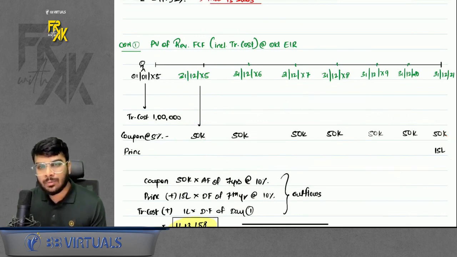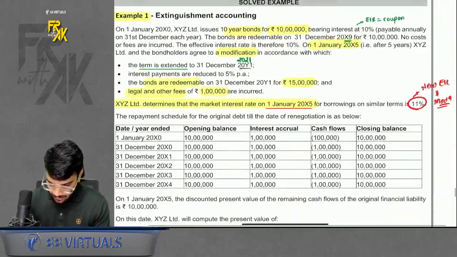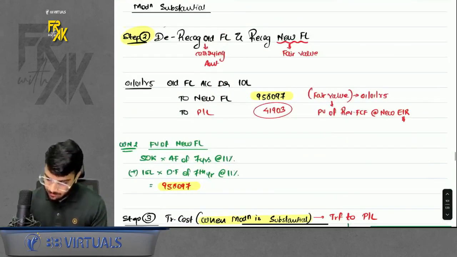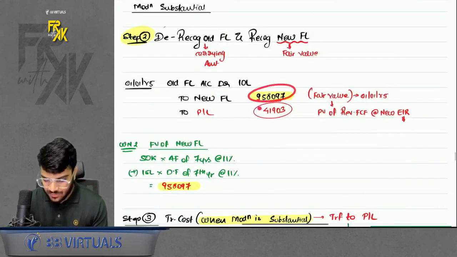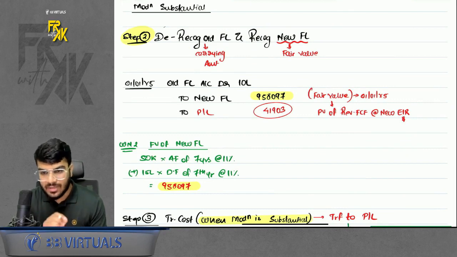Sir, how do we get the new EIR? It is given in the question at 11%. If you see, it is given that new EIR is 11%. So we discount them at 11%. We get this value, and the difference is transferred to profit and loss. Sir, what about the 1 lakh transaction cost which was there in this question?